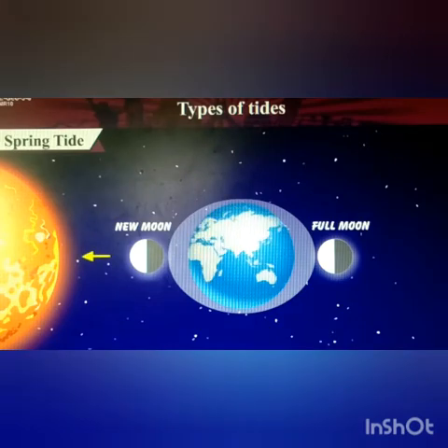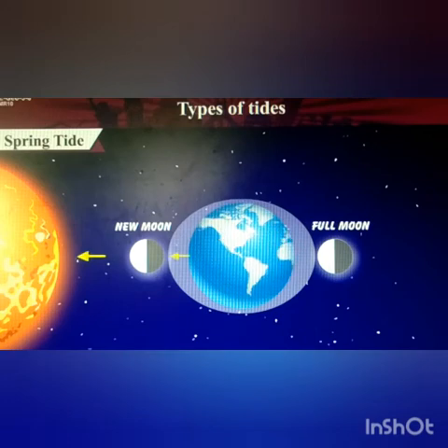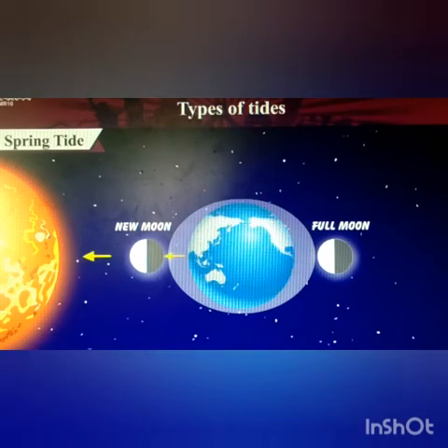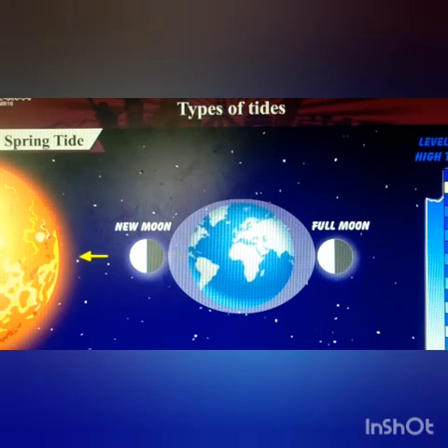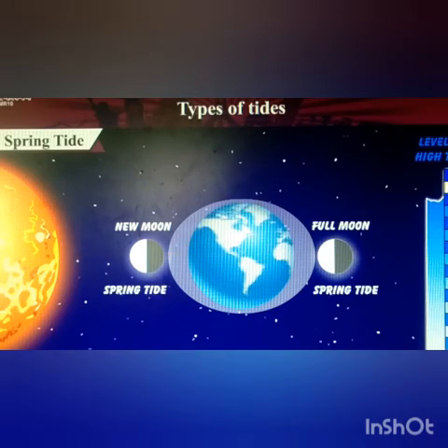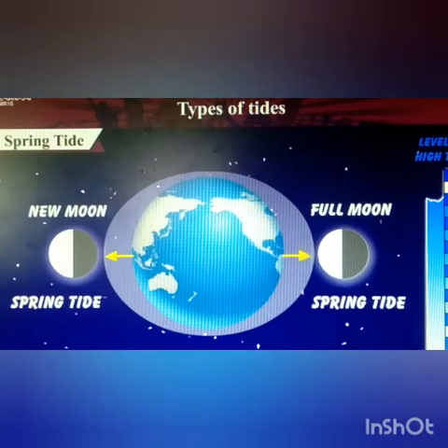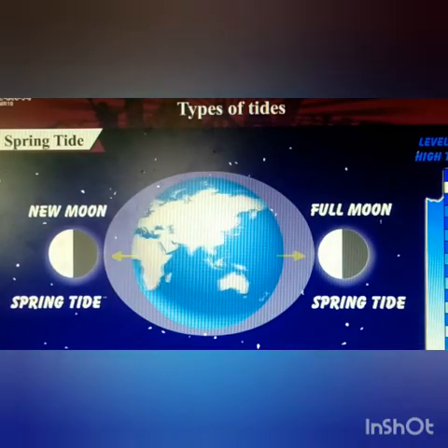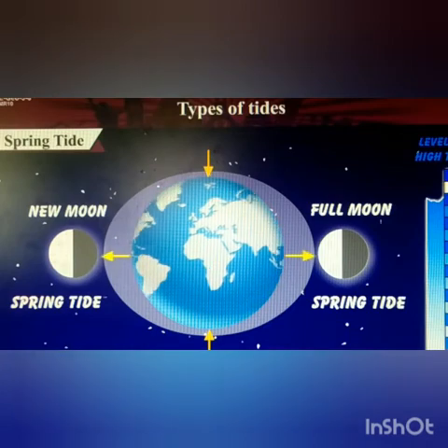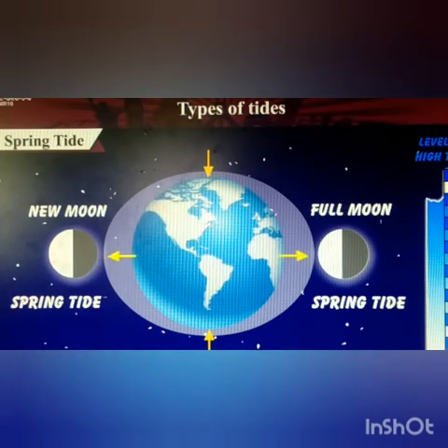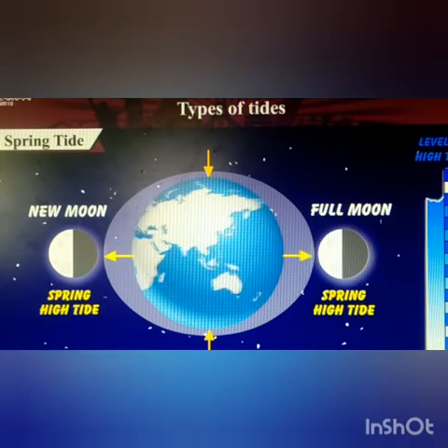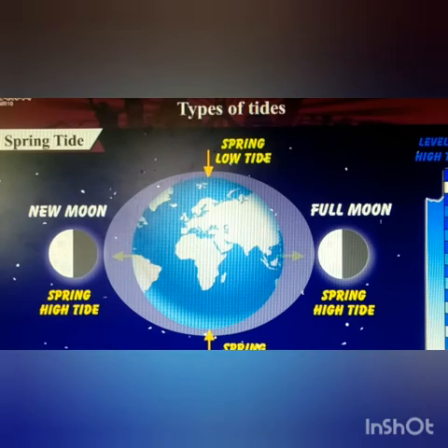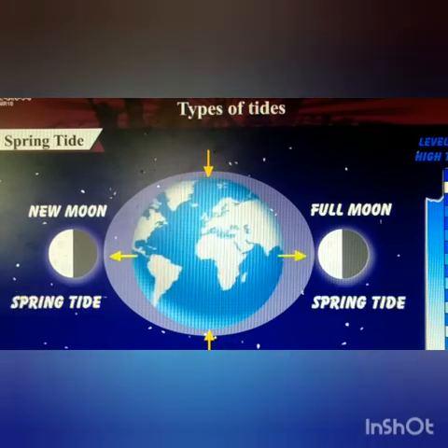Now let us start with the first tide, that is the spring tide. Children, you all know that on a new moon day and on a full moon day, all the celestial bodies, that is the sun, the moon, and the earth, are in a straight line. So when they are in a straight line, the gravitational force acts in one direction. That means here the force becomes stronger. So the spring tide means the highest tide, and it occurs on a new moon day and a full moon day.